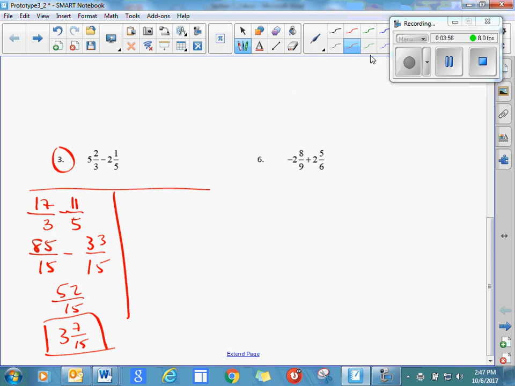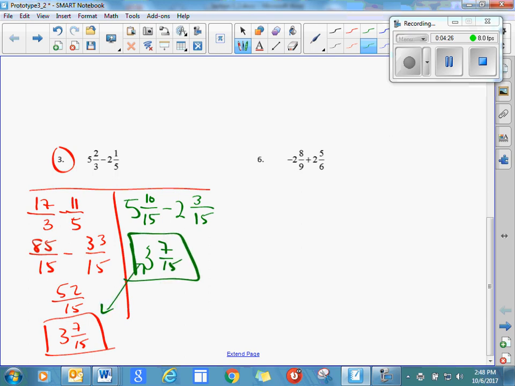Okay, the whole number way, 5 and 2/3. I'm going to rewrite that as 15ths, so that's 5 and 10/15. 3 times 5, 2 times 5. And the second mixed number, 5 times 3, 1 times 3. Subtract the whole number pieces, 3. Subtract the fractional pieces, 10 minus 3 is 7. And your answers are the same.